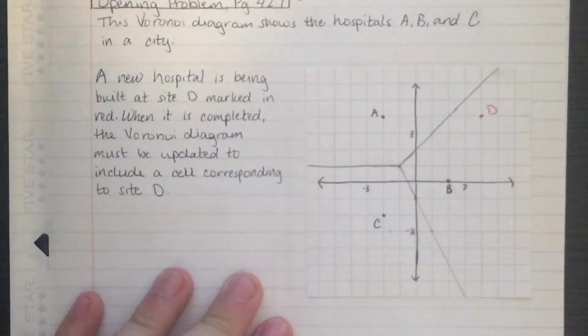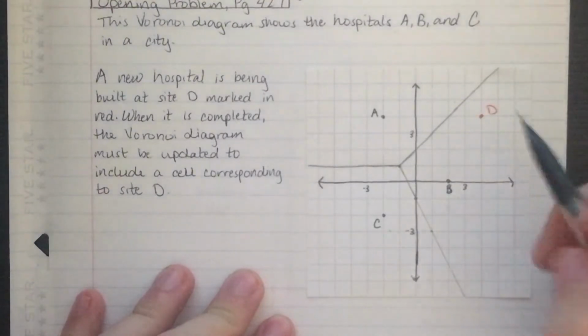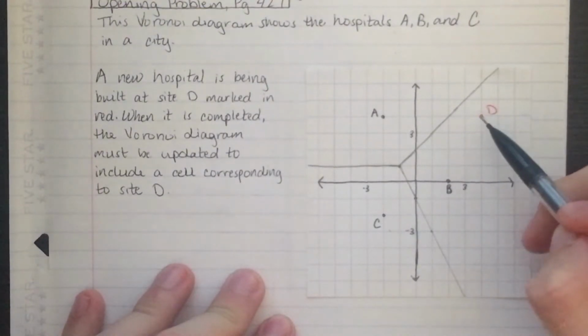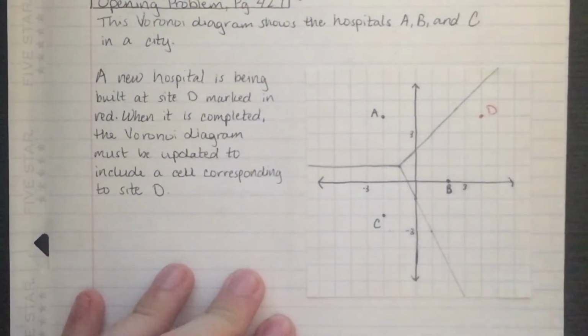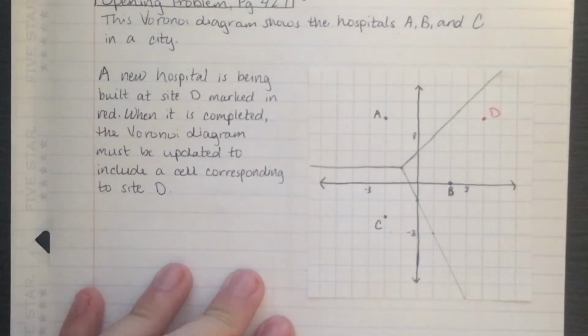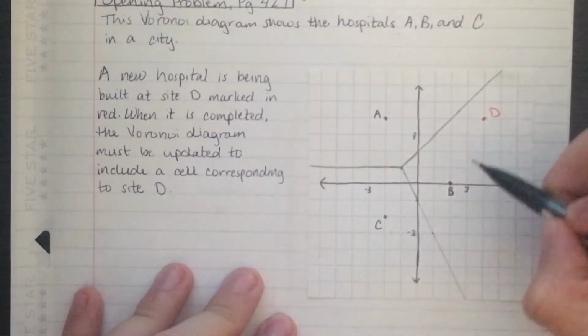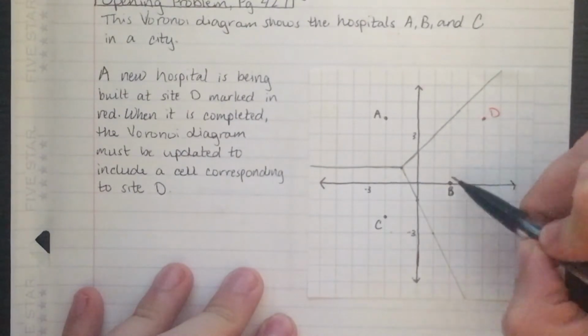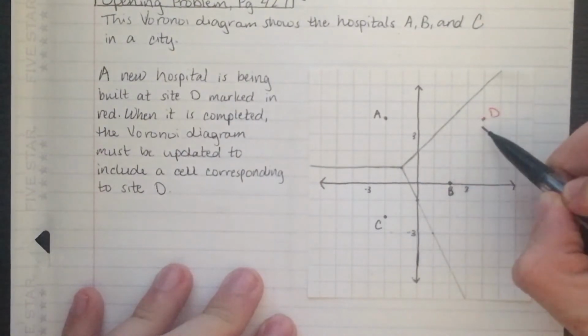And what we want to do is say, well, now that we have a new hospital here, we've got to make a modification to this Voronoi diagram, because what we have now done is D and B are in the exact same spot, but each site has to have its own cell. So the first thing that we've got to do is construct a perpendicular bisector between B and D here.